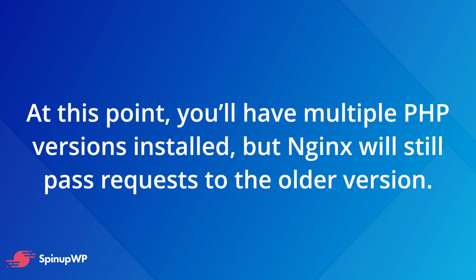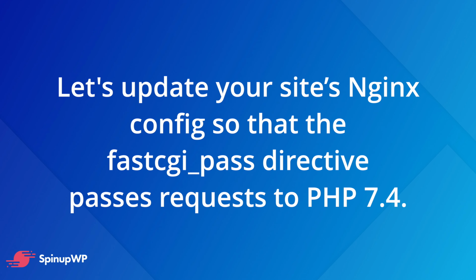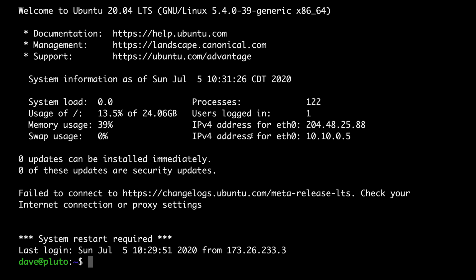At this point, you'll have multiple PHP versions installed, but Nginx will still pass requests to the older version. Now we need to update the site's configuration so that the fastcgi_pass directive passes requests to PHP 7.4. Let's open up our site's configuration file.